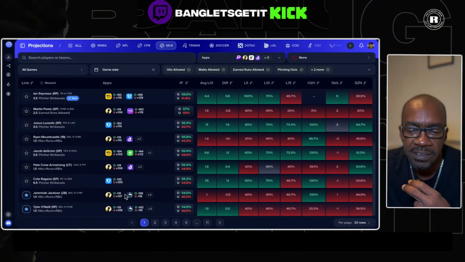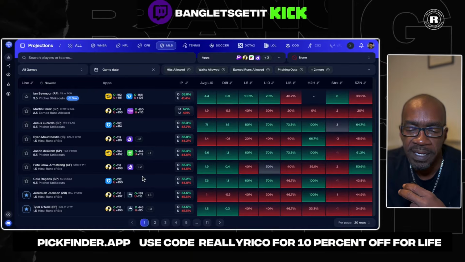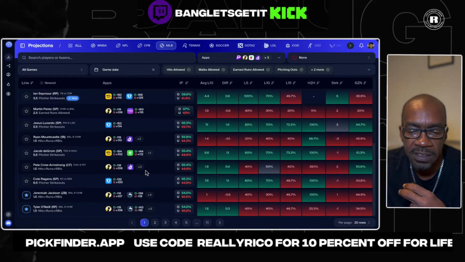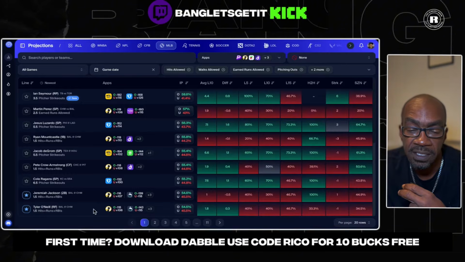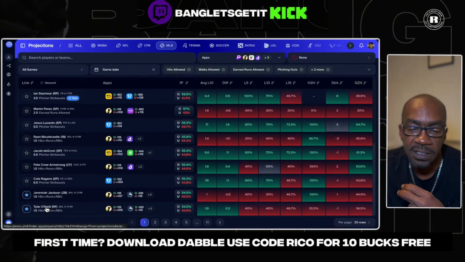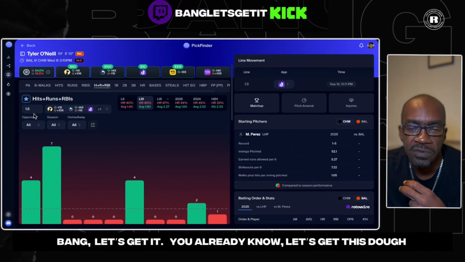But now look at these odds. I don't have a ton of plays that have well over minus 150. So now I start to dig into these and look at what plays have a 54% chance to hit at the best price. Let's look at Tyler O'Neill over 1.5 hits, runs and RBI.